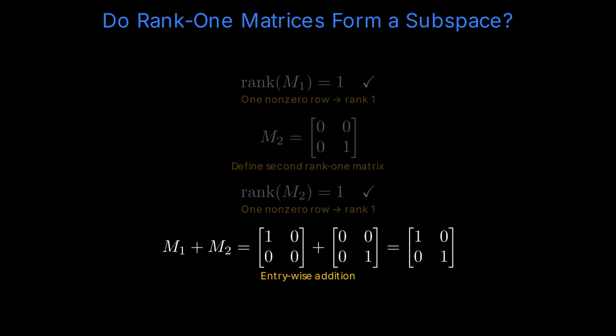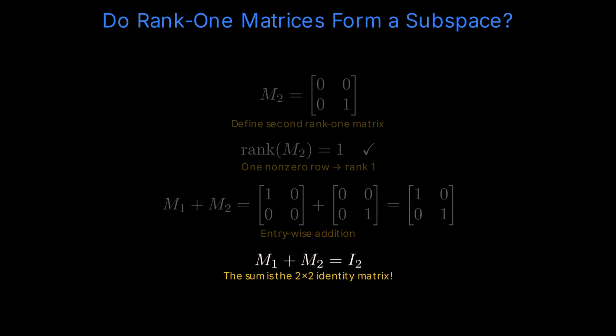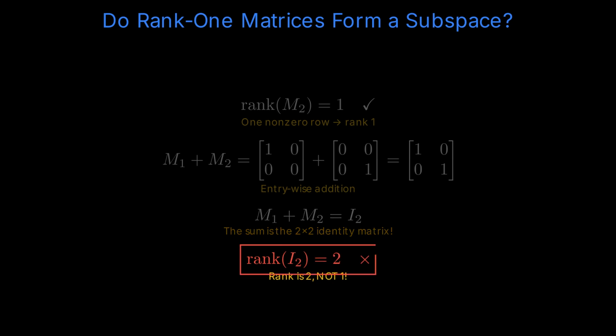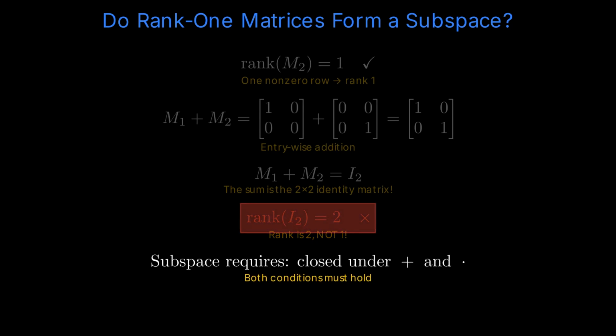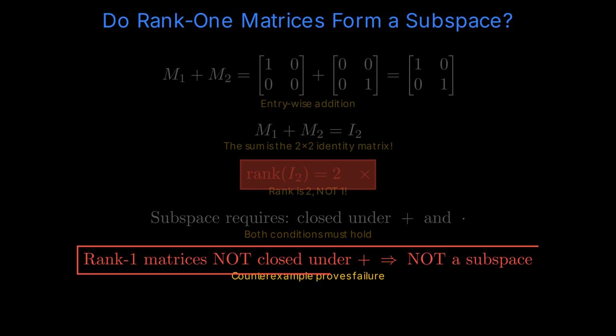M1 plus M2 equals the matrix 1, 0, 0, 0, plus the matrix 0, 0, 0, 1, which gives us the matrix 1, 0, 0, 1. That's the 2 by 2 identity matrix. And the rank of the identity matrix is 2, not 1. So two rank 1 matrices sum together to produce a rank 2 matrix. This means the set of rank 1 matrices is not closed under addition. Remember, a subspace must be closed under both addition and scalar multiplication. Rank 1 matrices fail the addition requirement, therefore they do not form a subspace.